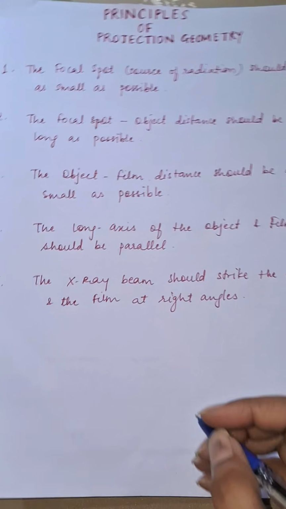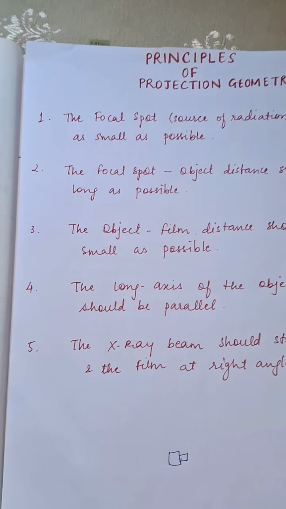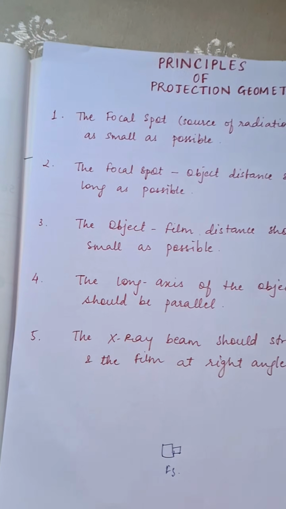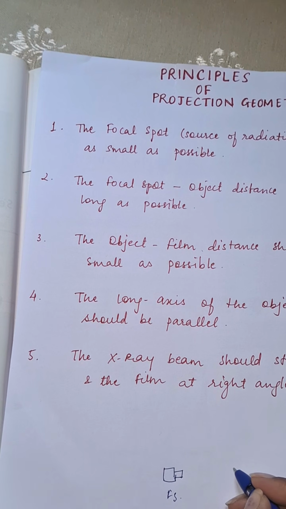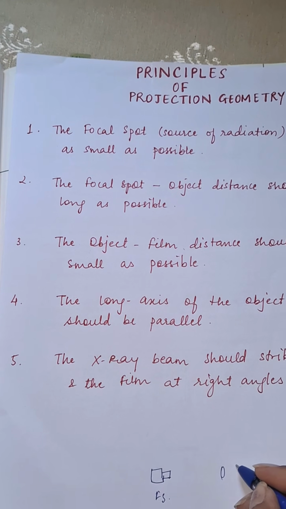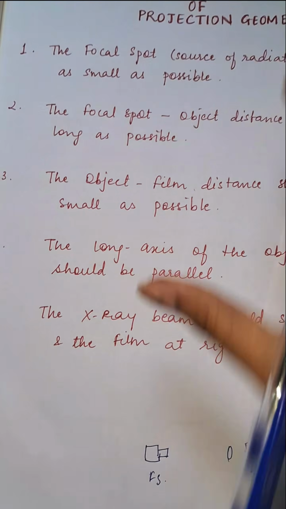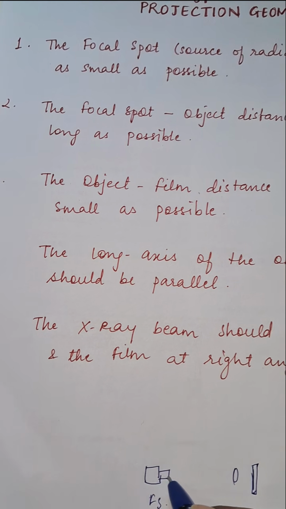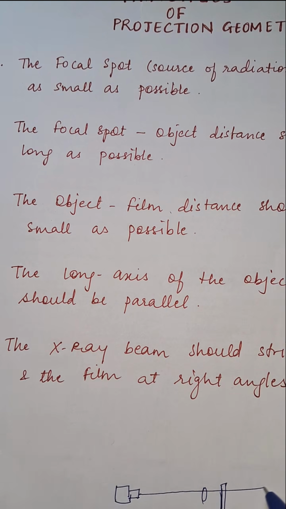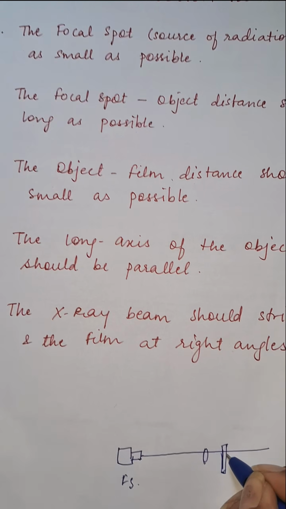So basically how the arrangement is, I'll show you. First we have an X-ray source, that is a focal spot. Then we have our object, that is the tooth, and behind that we keep a film, the image receiver. So what does the principle say? I'll show you diagrammatically. These rays are coming out of it, and it's going to the object, and the image is falling onto the film.